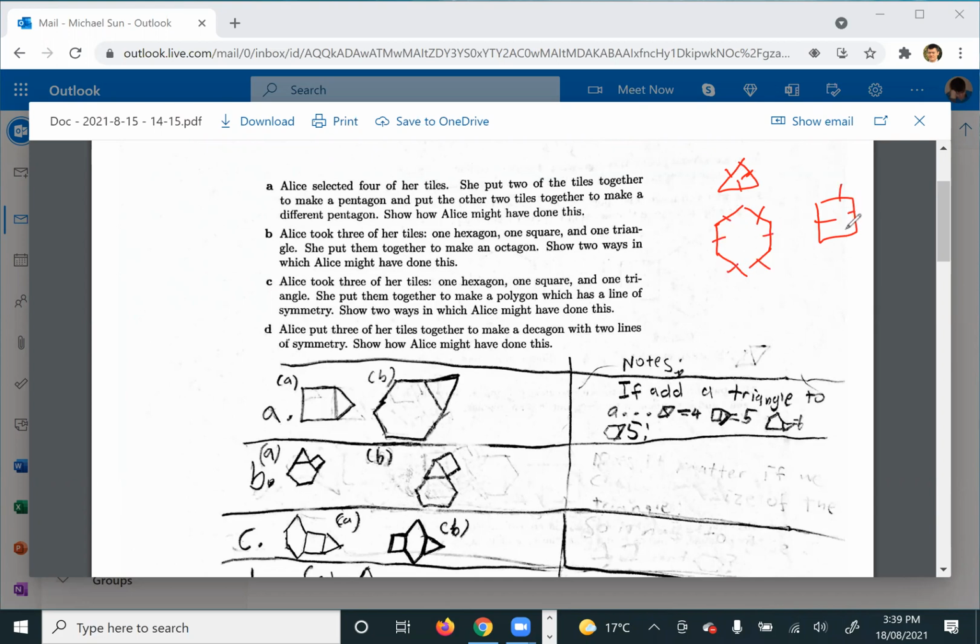Okay. Regular means a little bit more than equal side lengths, but in this case, for triangles it's enough, but for squares you need 90 degrees, for example, here. Okay.